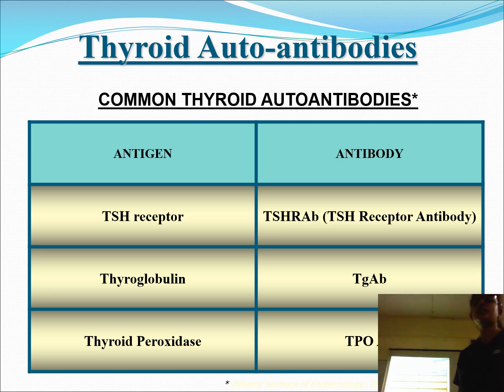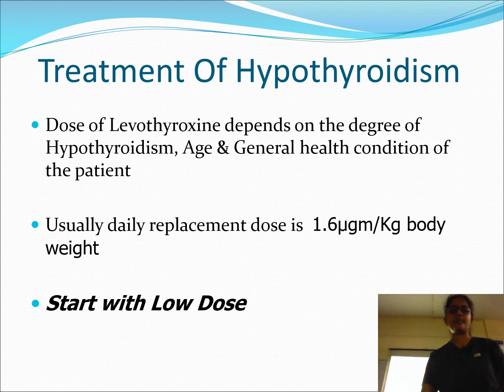Now the common autoantibodies in thyroid disease: you can see antibodies against the TSH receptor, against thyroglobulin, and against thyroid peroxidase. The majority will be against the thyroid peroxidase.